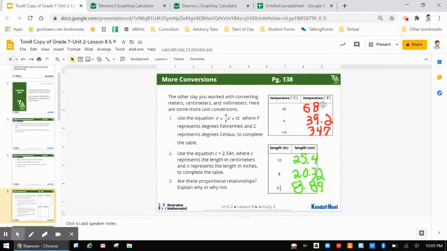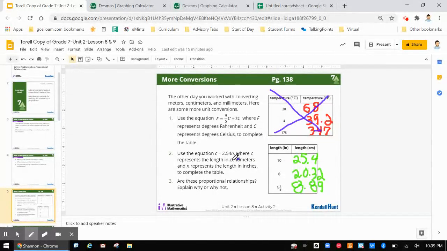What's 68 divided by 20? That should be 17/5. Then if we did 39.2 divided by 4, we get 49/5. So it's not the same. So we know that one is not proportional, right? So this one is not proportional.